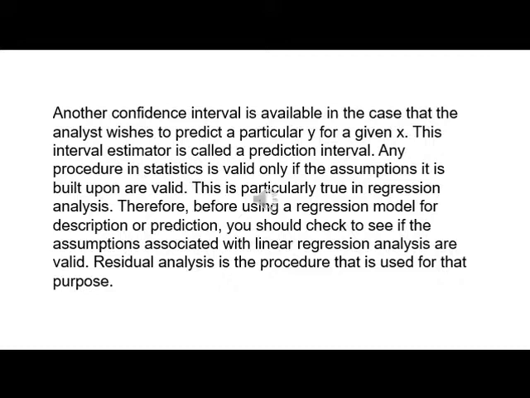Any procedure in statistics is valid only if the assumptions it is built upon are valid. This is particularly true in regression analysis. Therefore, before using a regression model for description or prediction, you should check to see if the assumptions associated with linear regression analysis are valid. Residual analysis is the procedure that is used for that purpose.